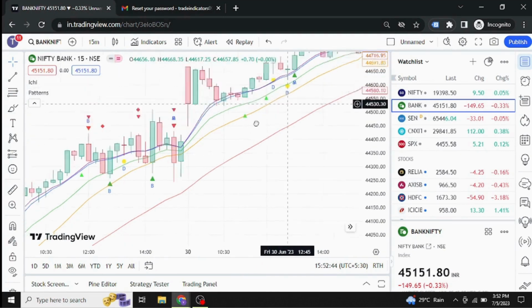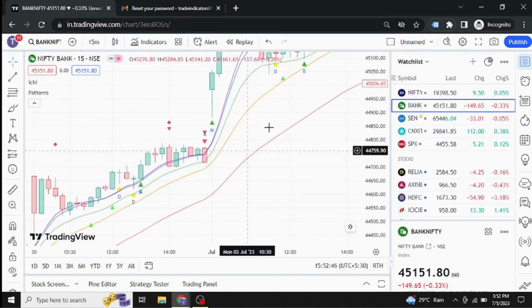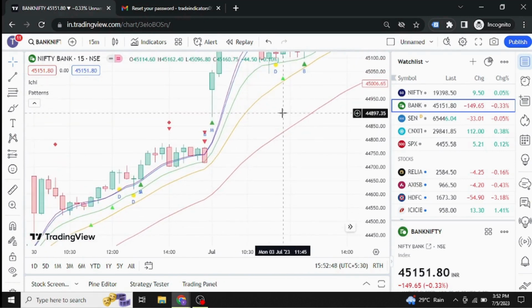So this shows an indication that there is a bullish movement happening. When you practice this, I just wanted to explain in brief, so that you will be able to understand and know where you need to take entry and where you need to take exits.